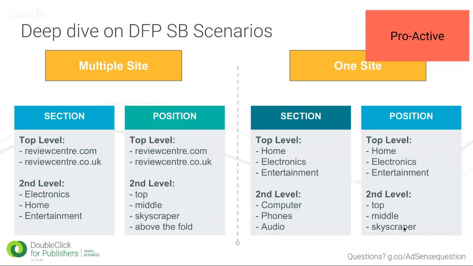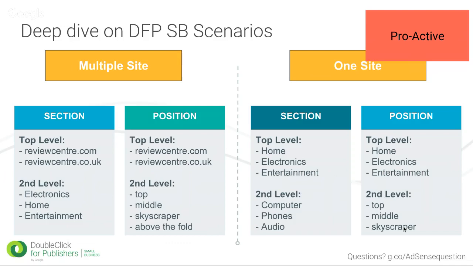And your direct sales and inventory structure usually correlate with your rate card that you have. Then on the left-hand side, we have scenario number 2 and the 2 use cases there. Top level should always be devoted to the different sites or different apps that you have. And the second level is, again, that same trade-off between section and position.